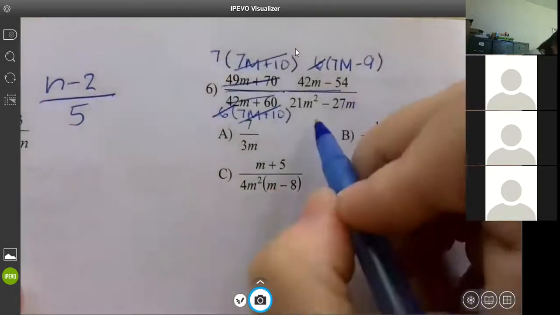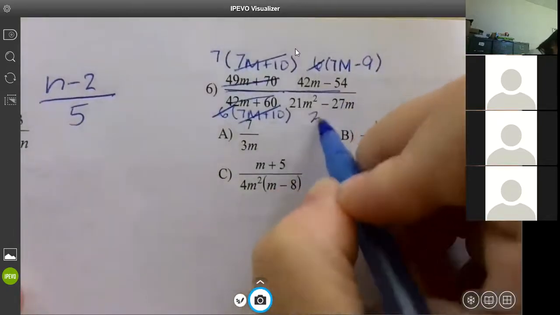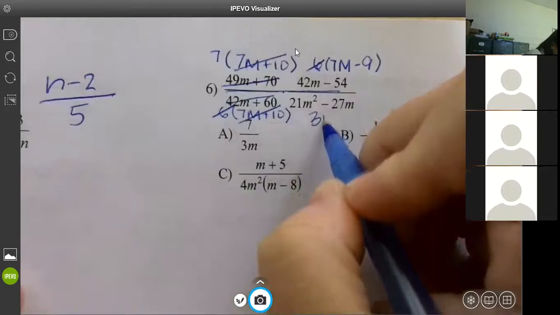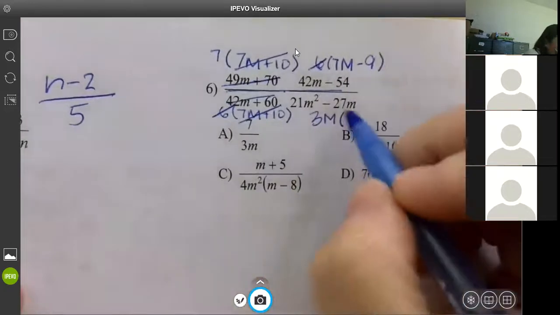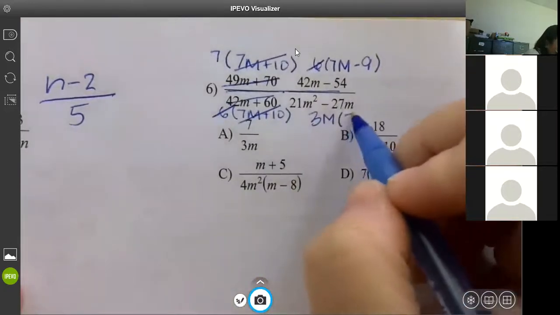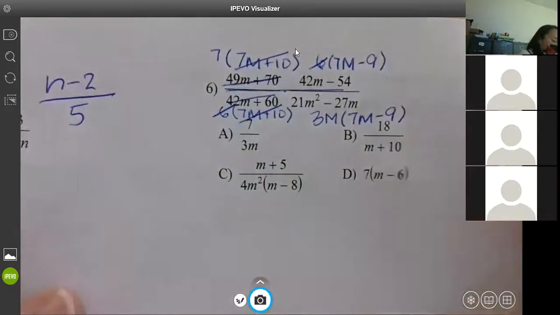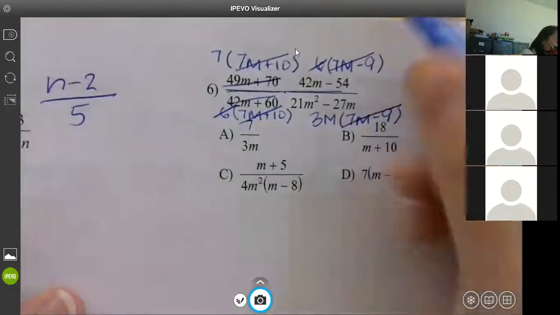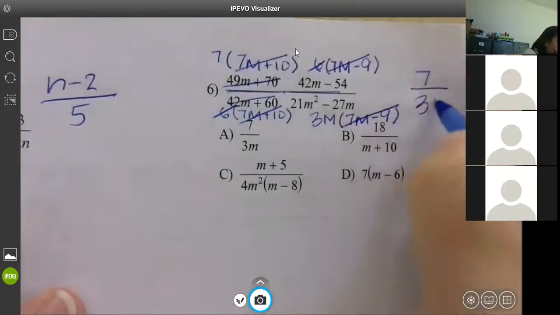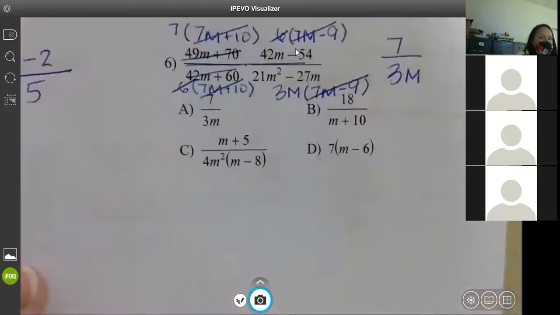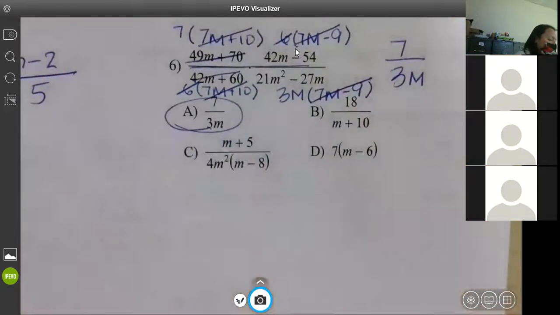Take out what? 3m. What'd that leave me with? Do I have one of those at the top? So the only thing I see left is 7 over 3m. It will not reduce anymore. So your answer is A.